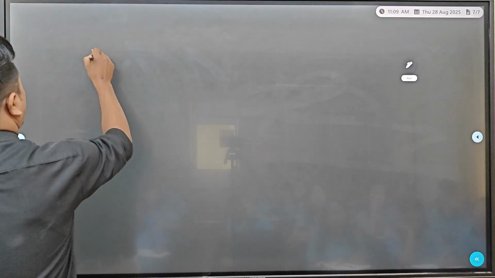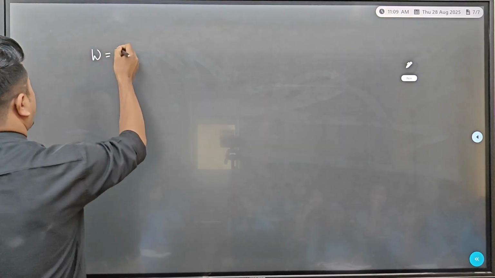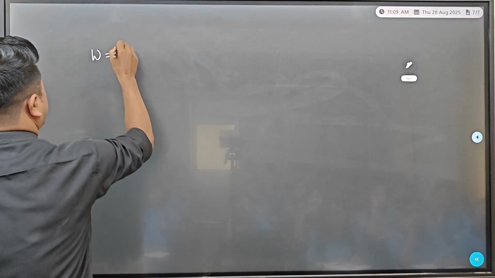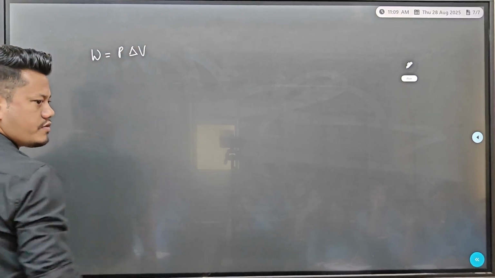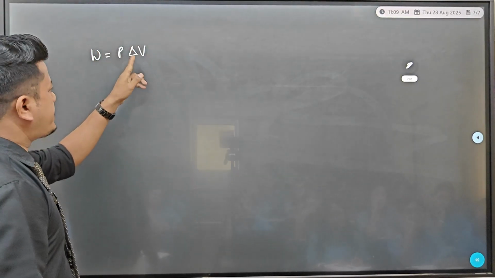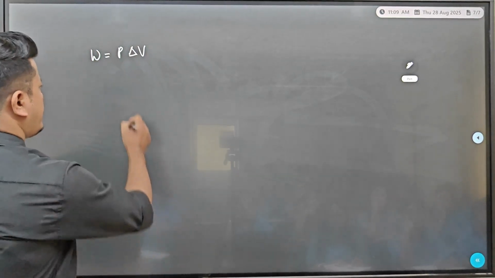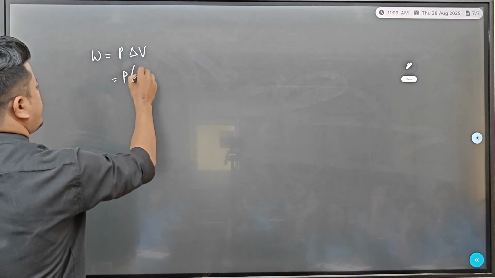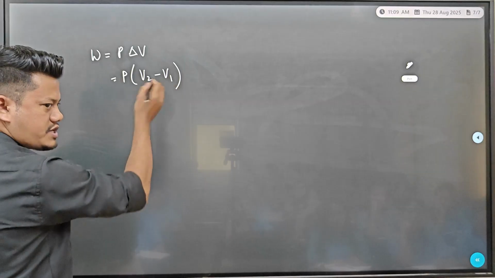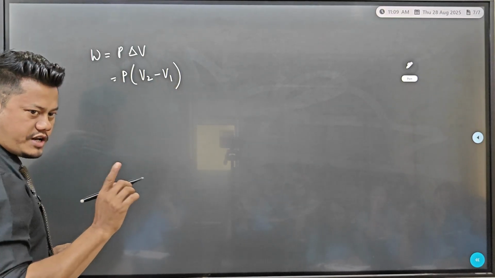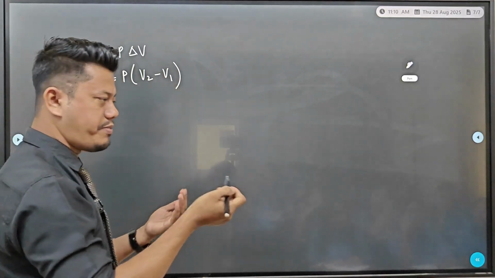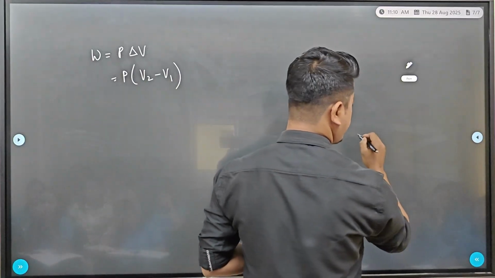See here, we know very well that work done is always given as P into del V. I'll be getting the total work as P into del V, where del V is the change in volume. Can I write here P into del V as P into V2 minus V1, where V2 is the final volume and V1 is the initial volume? Here P is constant. If P remains constant, then can I use the equation of state?